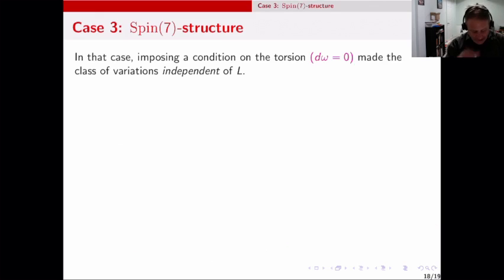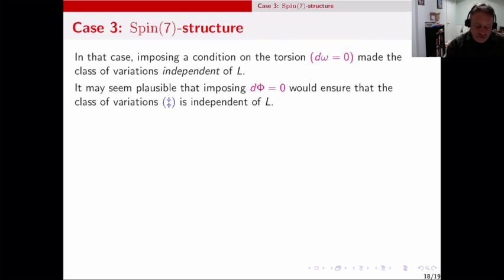So this is what I just said. In the case of higher dimensional almost complex submanifolds in a manifold with a UM structure, we got a condition for theorem A that depended on the submanifold. We still didn't need to assume that J was integrable, but if we assumed that omega was closed, then that condition we needed to be true was always true. Okay, so the class of metric variations did become independent of L.